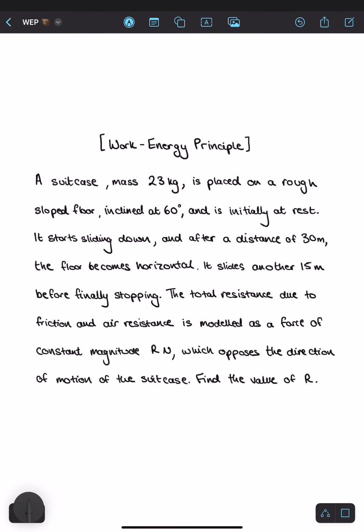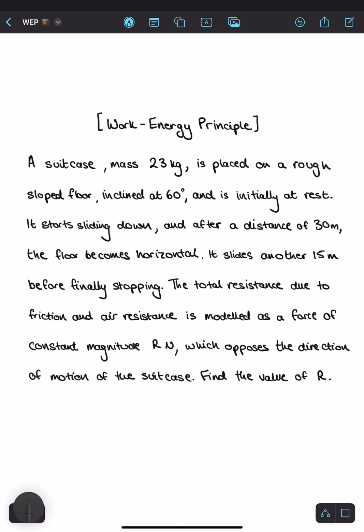I'm going to show you an easy way to do work energy principle questions that'll make you love them, hopefully. So, a suitcase of mass 23 kilograms is placed on a rough, sloped floor inclined at 60 degrees and is initially at rest. It starts sliding down, and after a distance of 30 meters, the floor becomes horizontal.